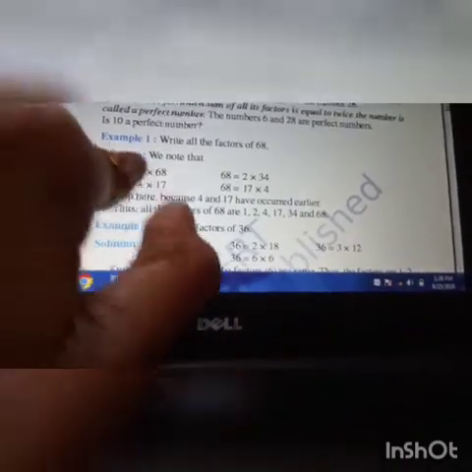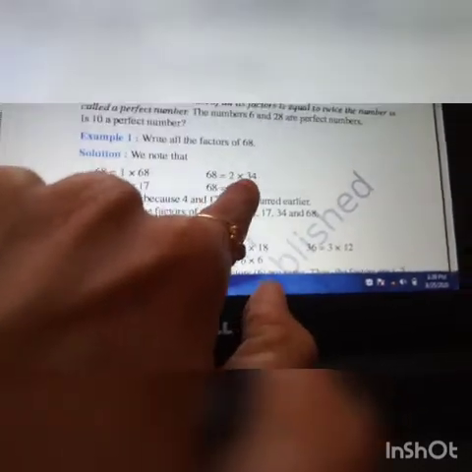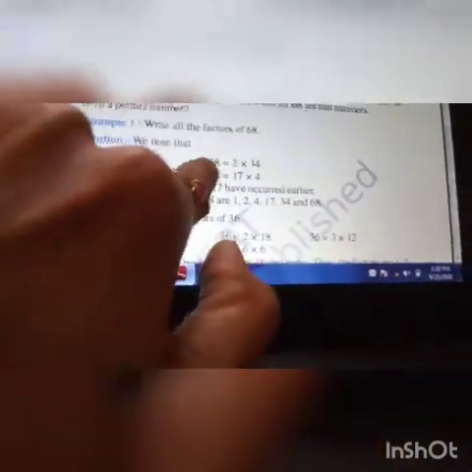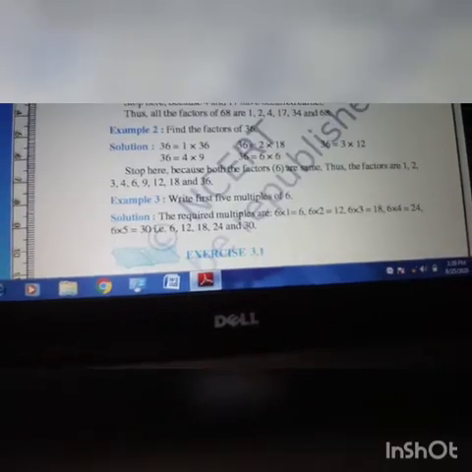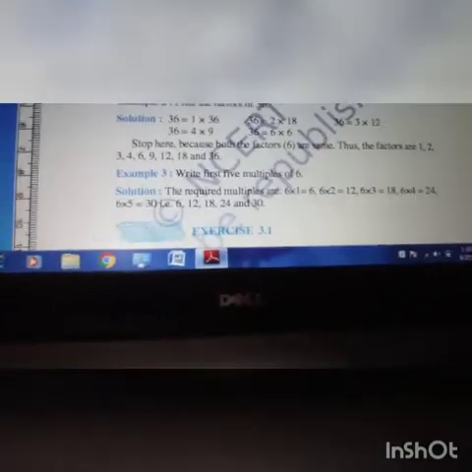1 into 68 is 68. So it comes in the 1 table and also the 68 table. 2 into 34 is 68. It comes in the 2 table and the 34th table. Okay. Next, find the factors of 36. We are finding the factors like that. It is very easy. Multiples: if they ask you to find the first 5 multiples, find only the first 5 multiples. Don't write 6 multiples. It is wrong actually. Okay.